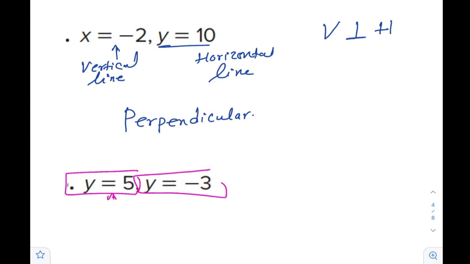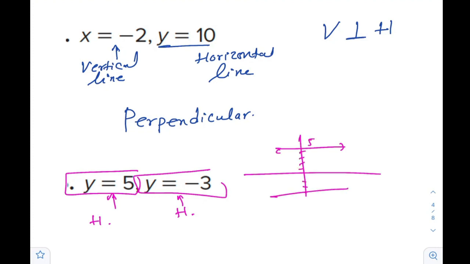Both are horizontal lines. This is a horizontal line, and this is a horizontal line. And you can imagine them: y equals 5 is over here, and y equals -3 is somewhere like this. So they are parallel lines, parallel to each other.